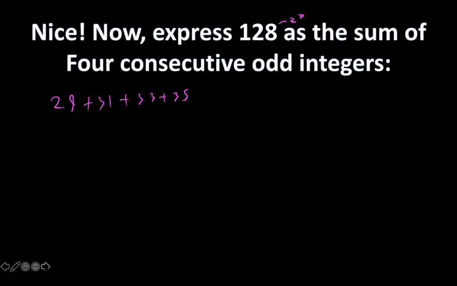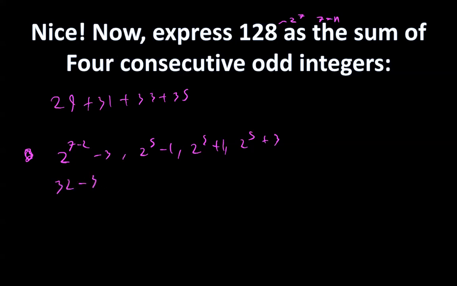So just so everyone else can see, 29 came from 2 to the 7, because 7 is our n in this case. So 7 minus 2, which is 5, and then minus 3, and then that minus 1, and so on. Since these numbers are small, we can actually compute that instead of leaving it in the abstract. So 2 to the 5th is 32. This is 32 minus 3, which is 29. 32 minus 1, which is 31. 32 plus 1, and 32 plus 3.